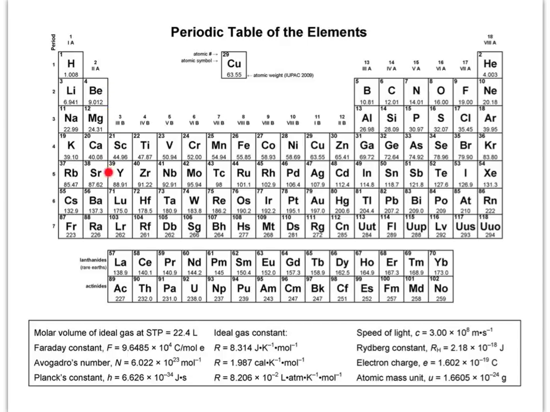This region is the S block. This region is the D block. This region, the P block. And this region down here is the F block. So S, P, D, and F orbitals. So write that: S block, D block, P block, and the F block.